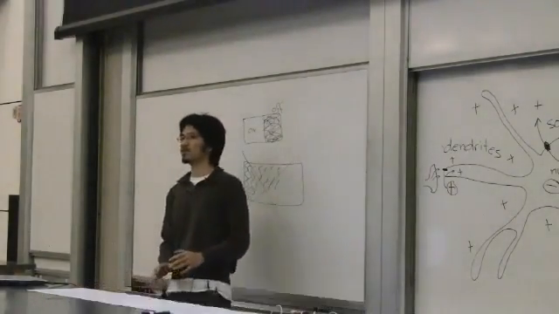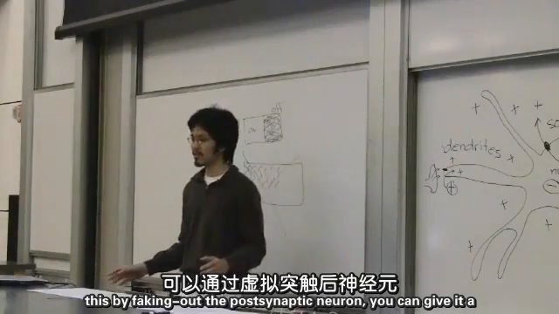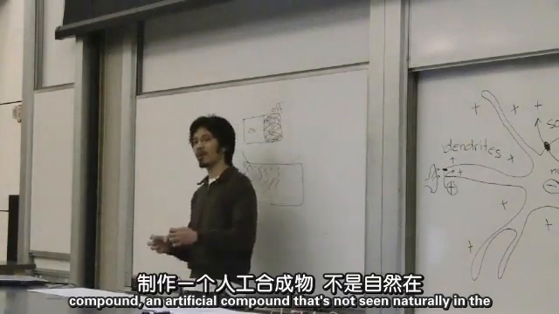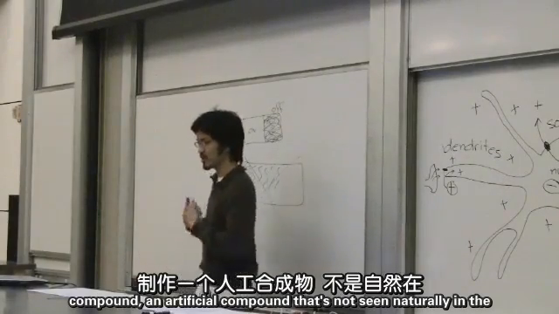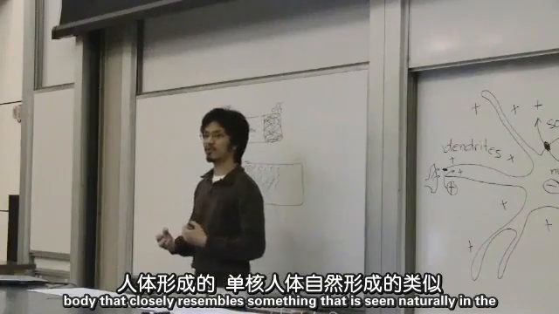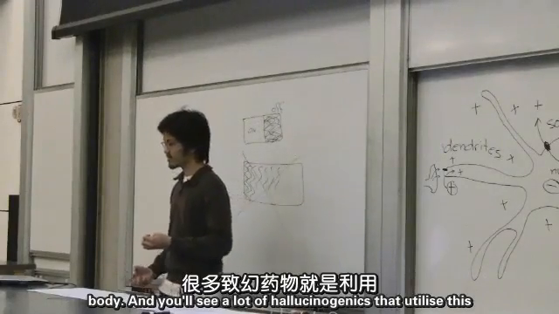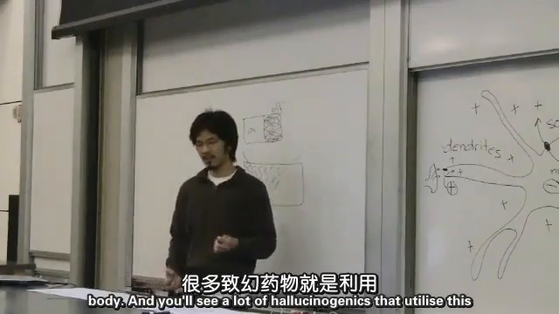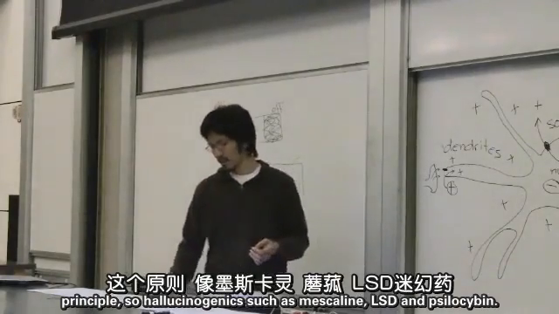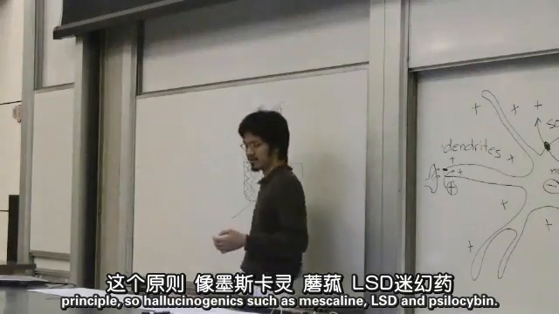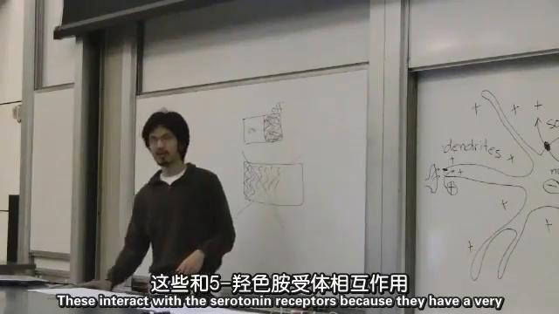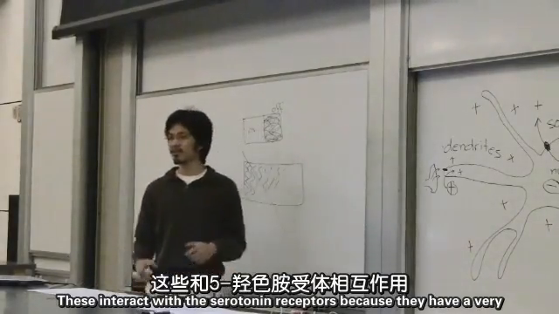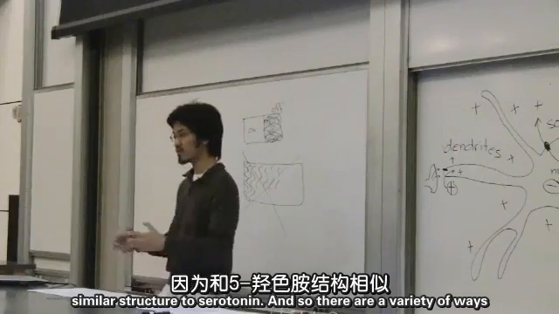Sometimes you can do this by faking out the postsynaptic neuron. You can give it an artificial compound that's not seen naturally in the body, that closely resembles something that is seen naturally in the body. And you'll see a lot of hallucinogenics that utilize this principle. Hallucinogenics such as mescaline, LSD, and psilocybin interact with the serotonin receptors because they have very similar structure to serotonin.